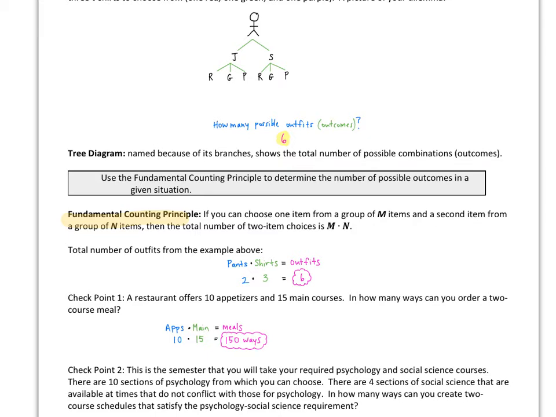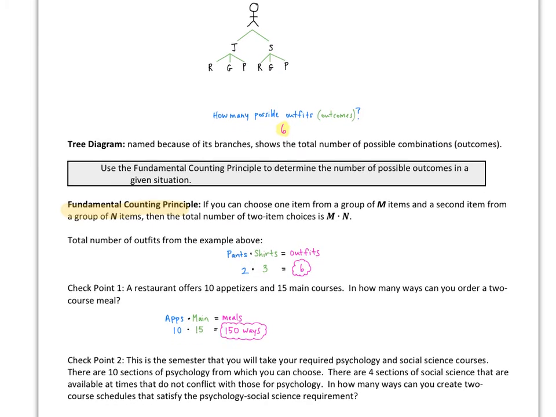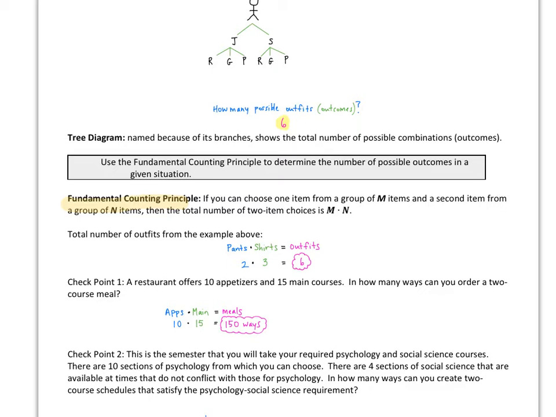So what I want you to do is take a look at checkpoint 2, and use the fundamental counting principle to determine in how many ways you can create 2-course schedules. So this is the semester that you will take your required psych and social science courses. There are 10 sections of psychology from which you can choose. There are 4 sections of social science that are available at times that do not conflict with your psych class. In how many ways can you create 2-course schedules that satisfy the psychology and social science requirement? Go ahead, fill it out, and check back.